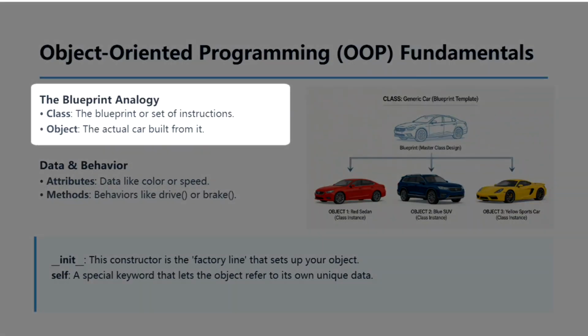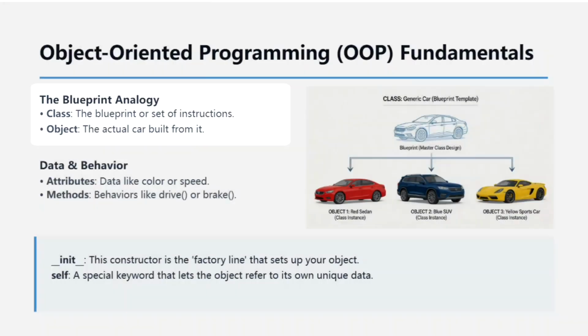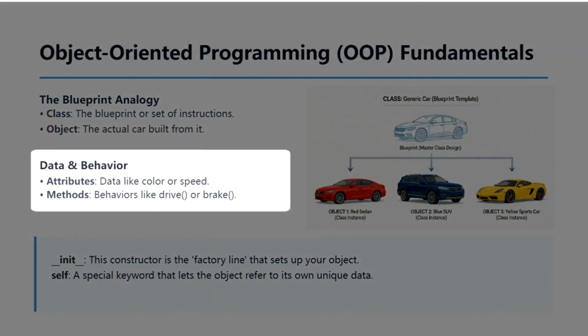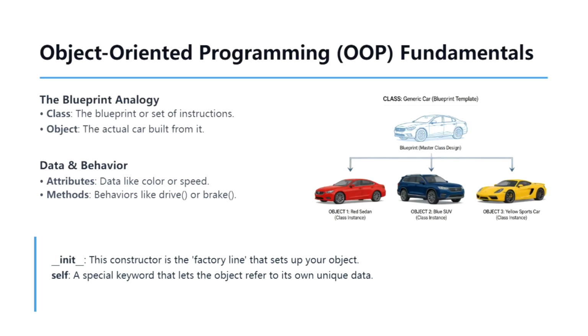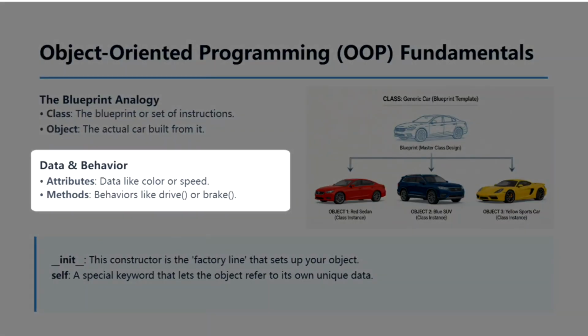Just like you can build many different cars from one single blueprint, you can create many objects from one class. Inside these classes, we define two things: attributes and methods. Attributes are the data, things like the car's color or speed. Methods are the behaviors, the things the car can do, like drive or honk.